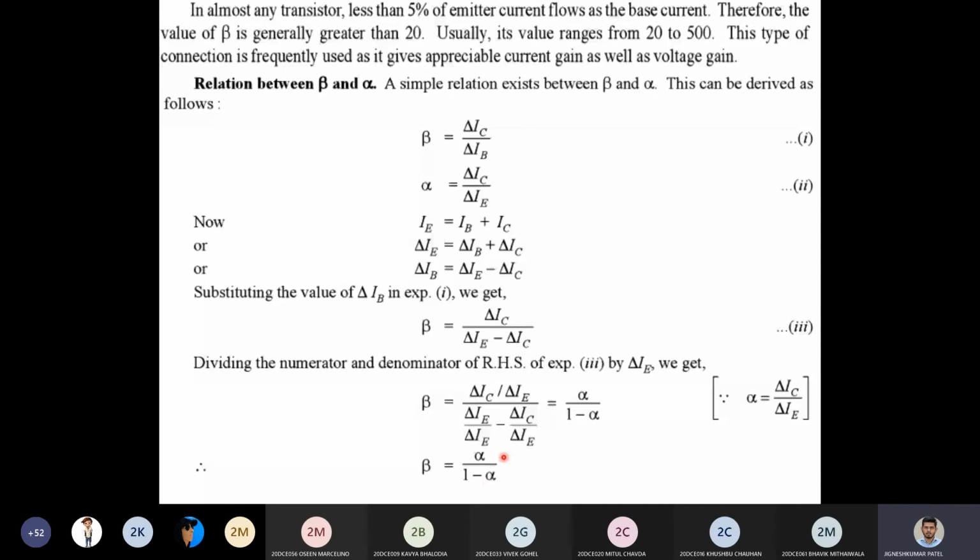It's clear that as alpha approaches unity, beta approaches infinity. As your alpha approaches unity, immediately your beta approaches infinity. In other words, the current gain in the common emitter connection is very high. It is due to the reason that this circuit arrangement is used in about 90 to 95% of our transistor applications. Which connection? Common emitter connection.